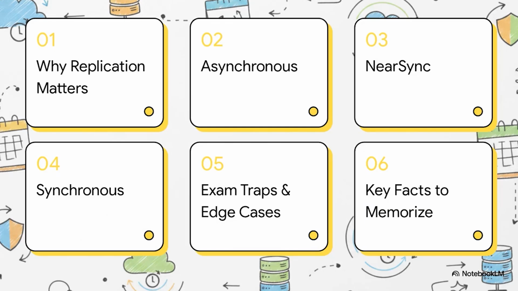Here's our game plan for today. We'll kick things off with why replication matters. Then we'll walk through the three main tiers: Asynchronous, NearSync, and Synchronous. After that, we're hitting the exam traps and edge cases. And finally, we'll wrap up with the key facts you absolutely have to memorize.